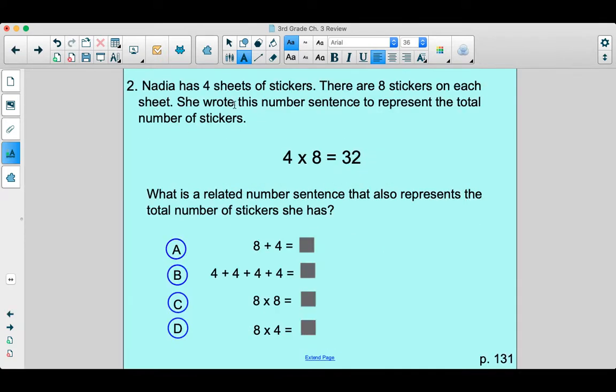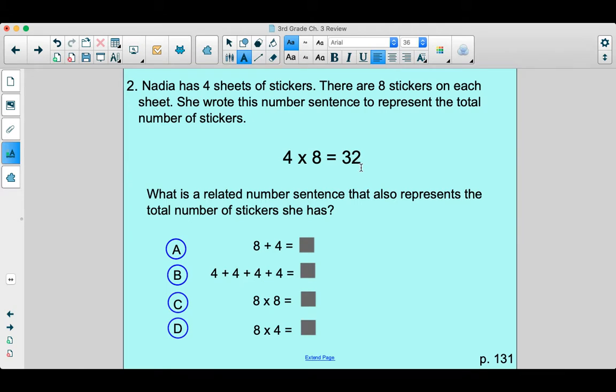All right, next up is number 2. We've got Nadia has 4 sheets of stickers. Okay, so make sure you're stopping to imagine 4 sheets of stickers. There are 8 stickers on each sheet. Okay, can you see them there in your mind? She wrote this number sentence to represent the total number of stickers. 4 times 8 equals 32. Okay, sounds good to me.